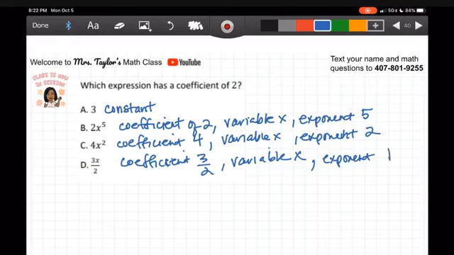Okay, so our answer, of course, is going to be B. But know the pieces. Know all of the pieces of an expression. Or in this case, a monomial. We call it that. Let's go to the next question.